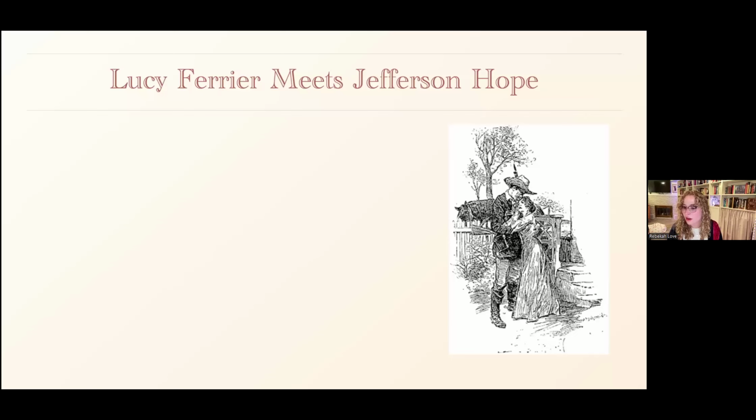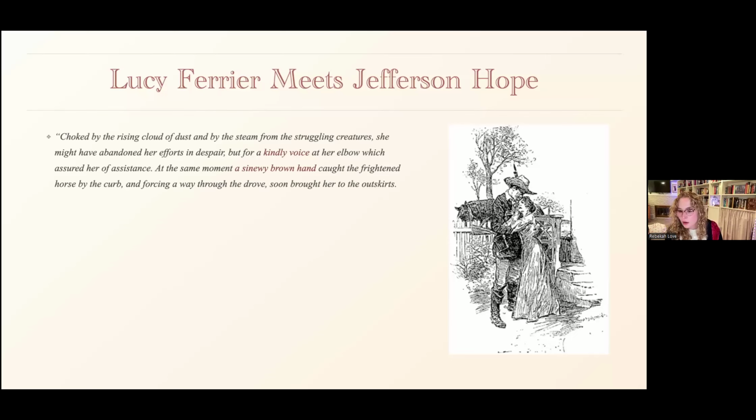It is after John Ferrier has established his name and Lucy Ferrier has grown into a young woman that our story begins to progress again. One day, while on an errand for her father, Lucy's horse startles in the middle of a herd of cattle, and she finds herself clinging on for dear life. At that very moment, a kindly voice appears at her elbow, and a tanned hand settles the horse and leads her to safety. This is Jefferson Hope.